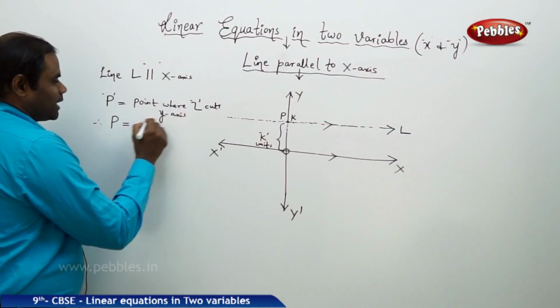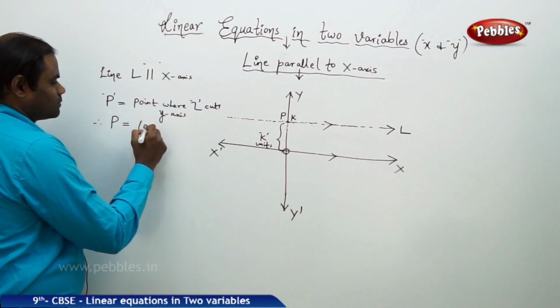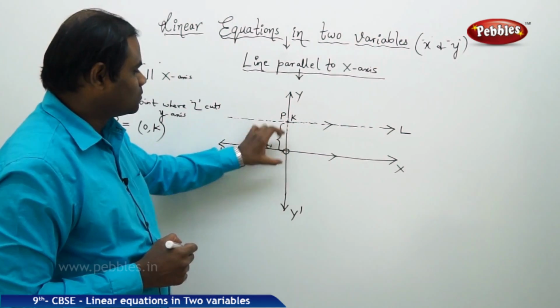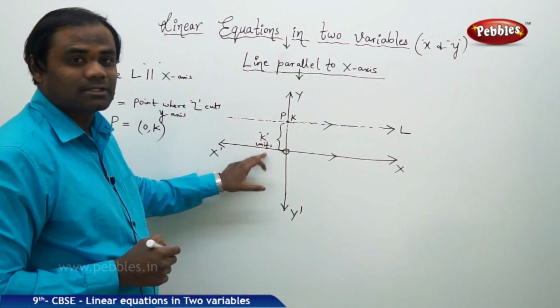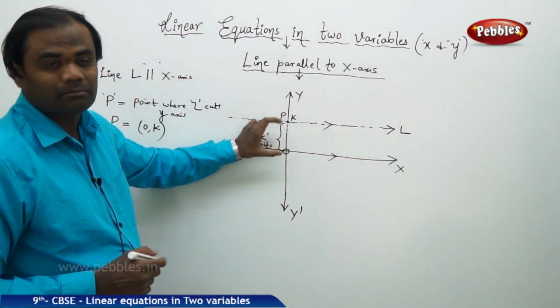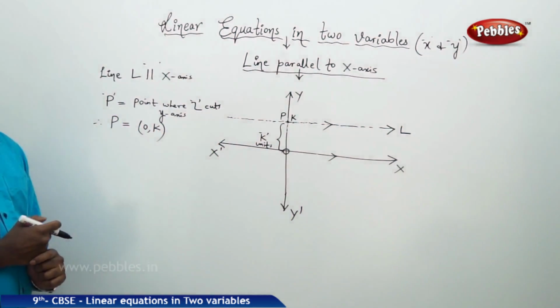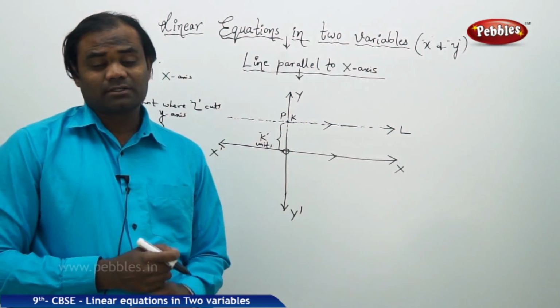The point where L cuts y-axis is (0, k), because the distance from O to P is k units, as can be seen clearly in this diagram. So this being k units, the coordinates are (0, k).